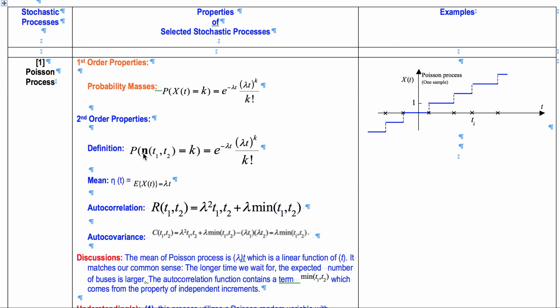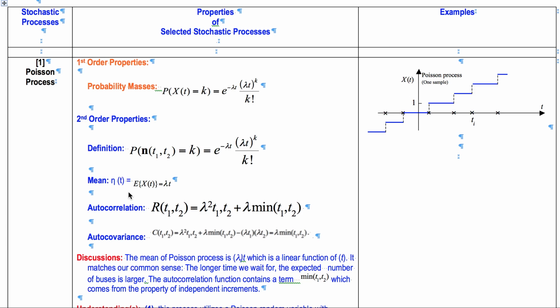The second order statistical properties begin with the definition for the Poisson process as being P of the random variable N, which is the interval T1, T2, equal to k, and is equal to e to the minus lambda t, the quantity lambda t to the k over k factorial. The mean, eta of t, is equal to the expected value of the random variable X of t, the stochastic process X of t, which is equal to lambda t.